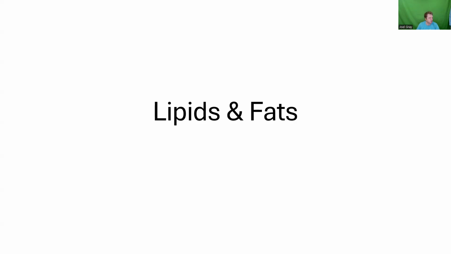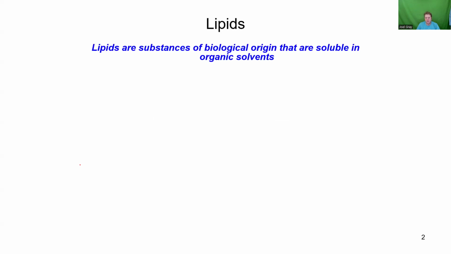Lipids are substances of biological origin that are soluble in organic solvents. The good thing is that we have a sense of what an organic molecule is. It's a molecule that's largely made up of carbons and hydrogens. Now, an organic solvent, that word solvent, maybe you've heard that before. A solvent is like, if you make Kool-Aid, water is the solvent for making that Kool-Aid. You took the Kool-Aid powder and added water to that. The Kool-Aid powder dissolved in your water. So water is the solvent.